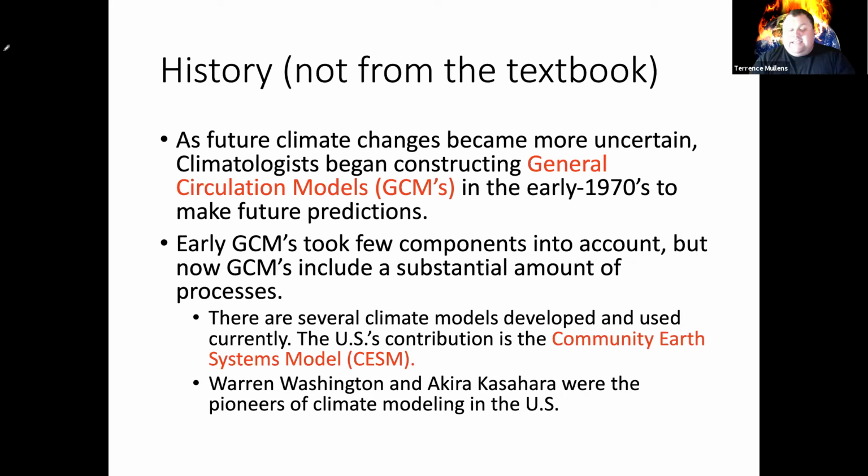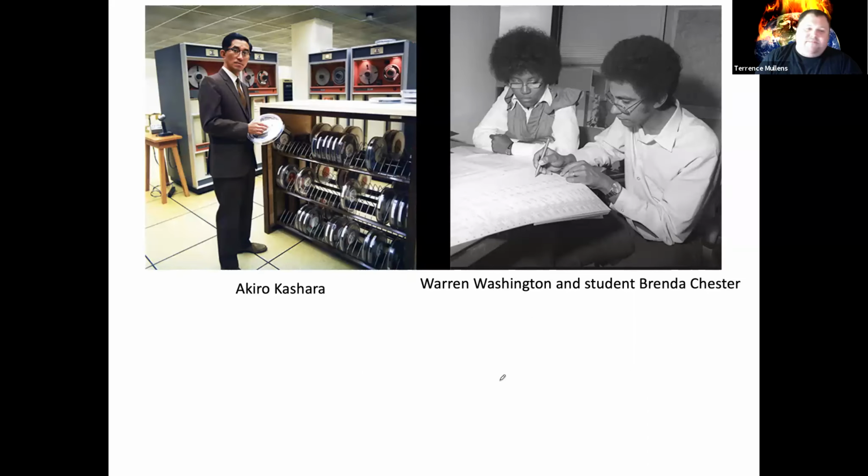Here in the United States, the two pioneers of climate modeling were these two gentlemen by the name of Warren Washington and Akira Kashihara. They worked for the National Center for Atmospheric Research, NCAR, which is actually where I interned to work on the Community Earth Systems model. And they put together the very, very basic bare bones models in the 1970s. Here are some pictures of these two gentlemen.